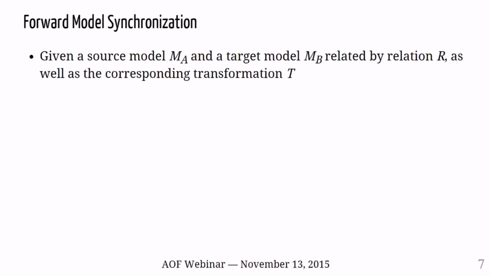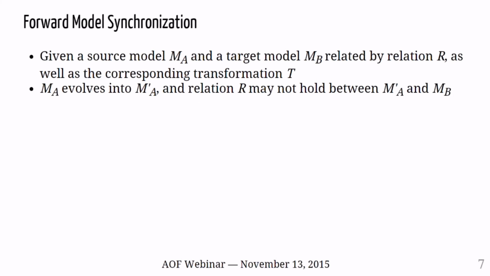So what's forward model synchronization? Basically, we typically have two models, which we are going to call MA and MB, which are related by some relation and a transformation that implements this relation. Typically, the transformation is unidirectional, so it can create a model B from a model A, such that MB and MA satisfy the relation that corresponds to the transformation.